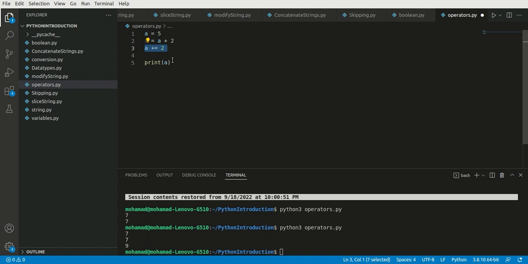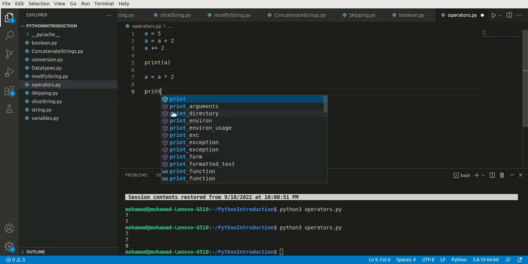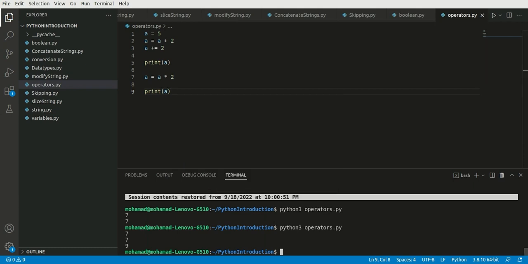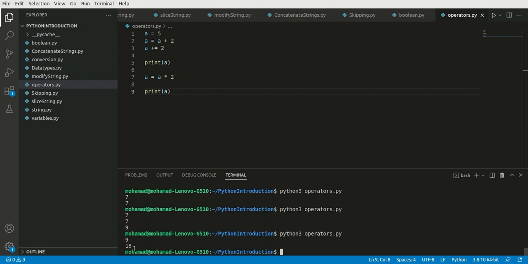So these two are the equivalent of each other, and you can use this one from now on because it makes things much easier. You also have other different operators like multiplication. So A equals A multiplied by 2, and it will give you probably 9, I think. Yes, because A has been added up by 2 twice, so 9 multiplied by 2 will be 18. So let's print A here and see what happens. And as you can see, it's 18.